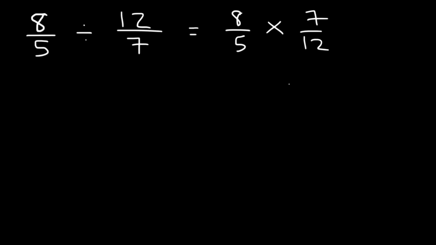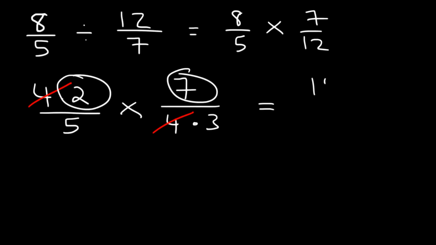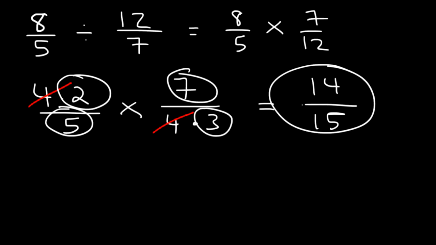So 8 times 7 is 56, but we can simplify it before we multiply. 8 is basically 4 times 2, and 12 is 4 times 3. So we could cancel a 4. And now we can multiply. 2 times 7 is 14, and 5 times 3 is 15. So the final answer is 14 over 15.